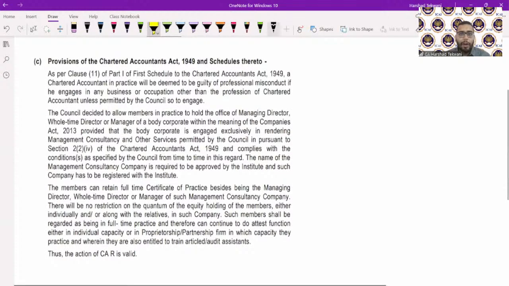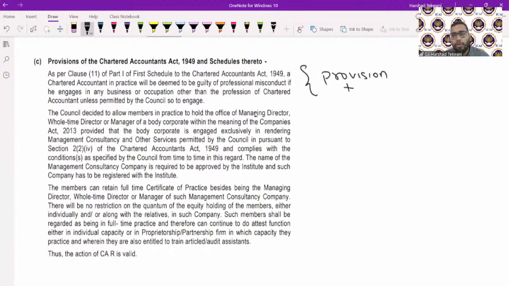Okay, first of all, always make sure you provide the provision first. What are the relevant provisions that you are going to apply in the current case scenario? So over here we are talking about clause 11. So first is provision to be applied or applicable. What is the provision that is applicable in the current scenario? That is clause 11 we are talking about. So explain the clause 11.